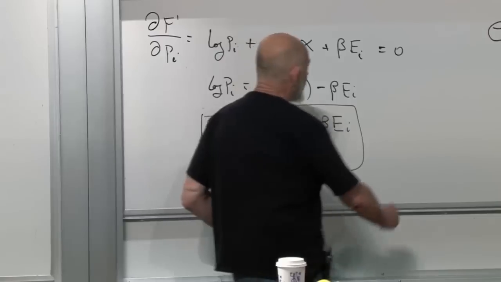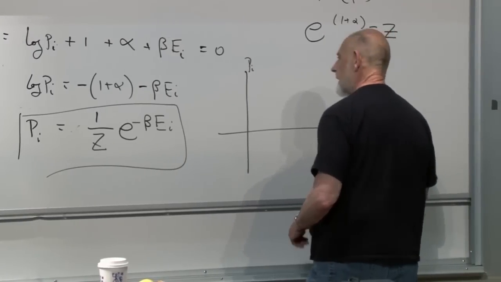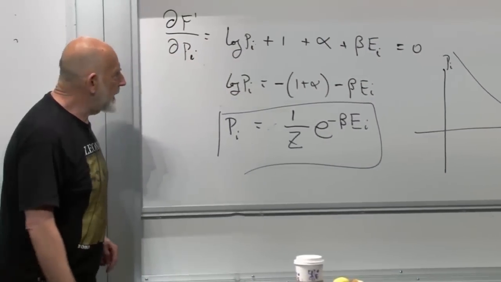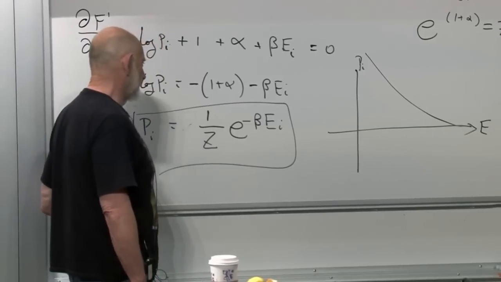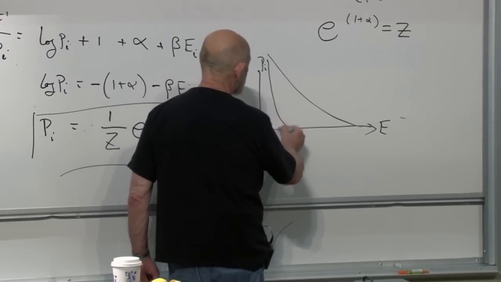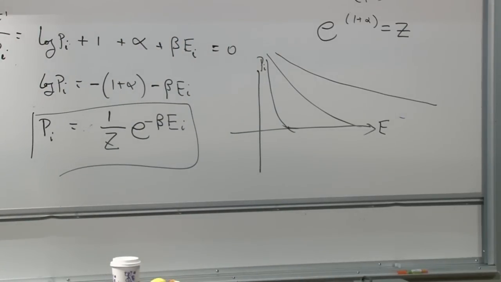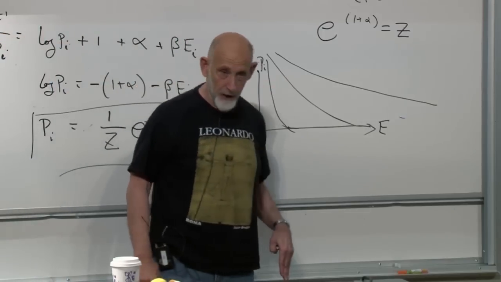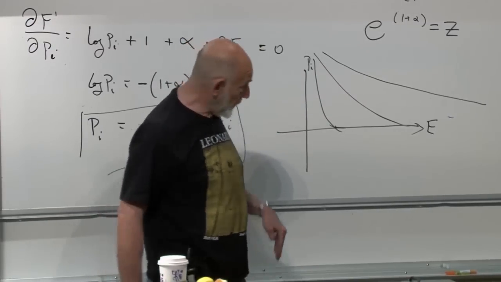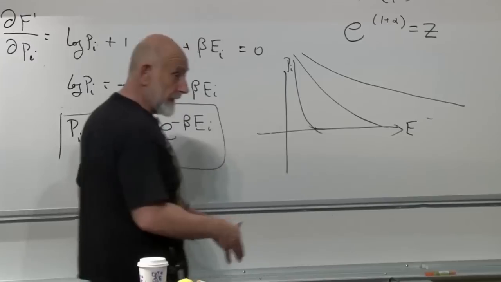Notice what this looks like. Here's the probability. Here's the energy going horizontally. And it's just an exponential function which falls off. The bigger beta is, the faster it falls off. The smaller beta is, the slower it falls off. What are these different curves going to be parametrized by? Well, it's parametrized by beta, but they also can be parametrized by the average energy. It's quite clear that the further out this curve is like this, the larger the average energy.